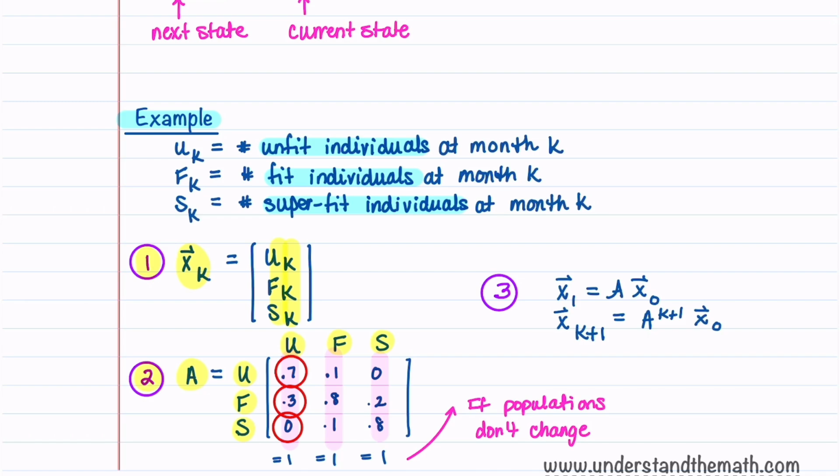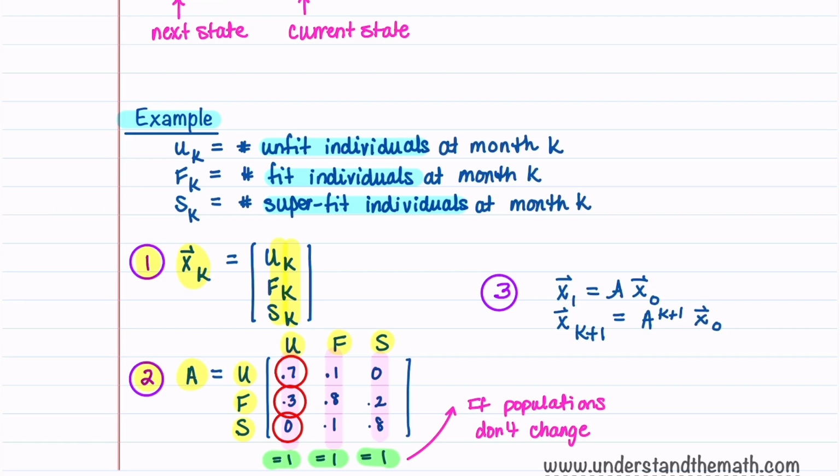I want to point out that each of the columns is going to add up to 1. Now, this is when your population does not change. If you're dealing with difference equations in biology type problems where you have species that are maybe dying off, your population is going to change, so your columns are not necessarily going to add up to 1.